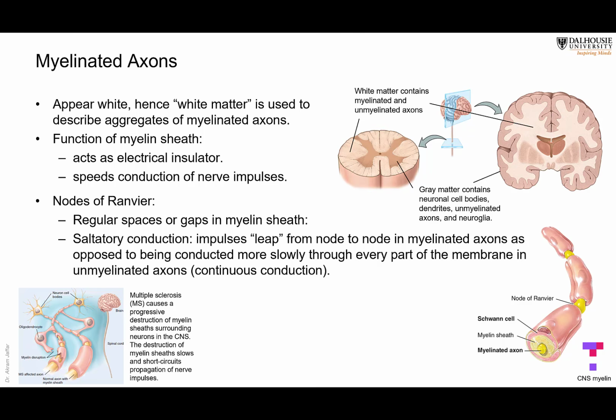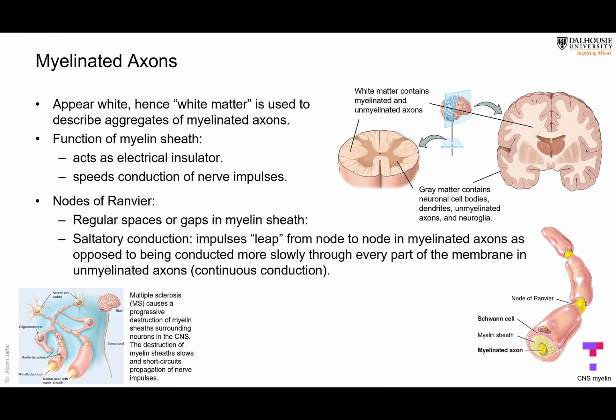So it appears white, hence it's the white matter. We call it the white matter. But the areas that contain nerve cell bodies and unmyelinated axons will appear gray. That's why it's called gray matter. So in the brain, there's white matter and gray matter. The gray matter is composed of nerve cell bodies, dendrites, because dendrites are all unmyelinated, and unmyelinated axons, while the white matter consists of myelinated axons.